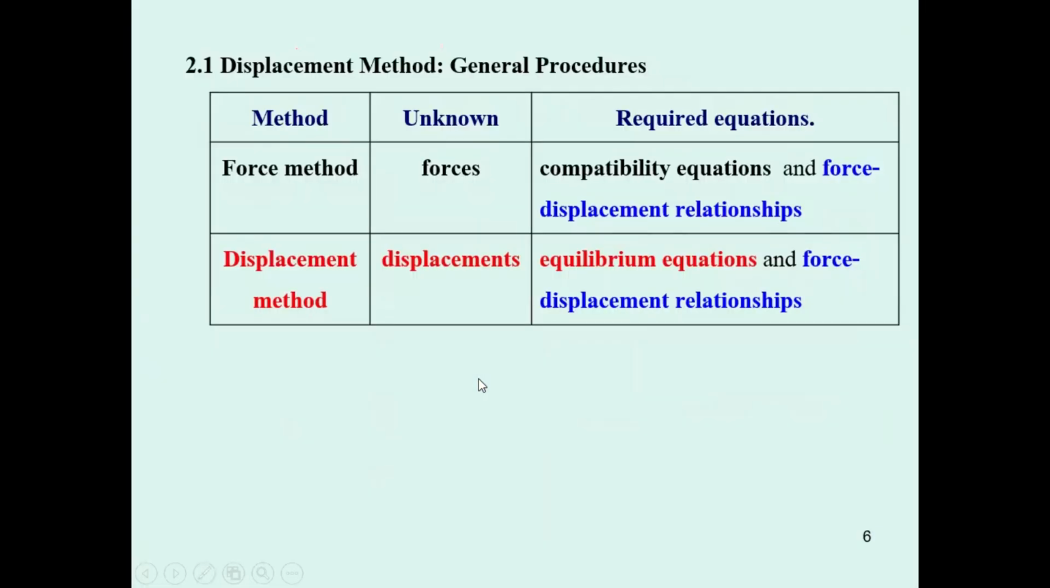Then let me start. Okay, I'm talking about the concept of the force method already.